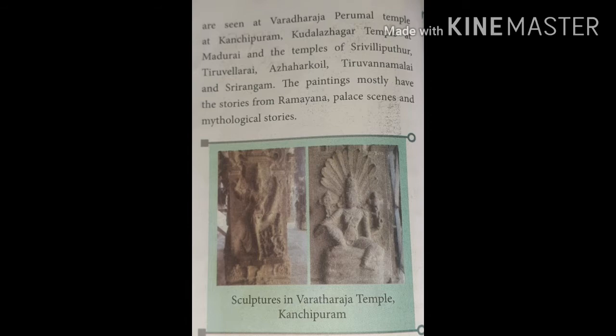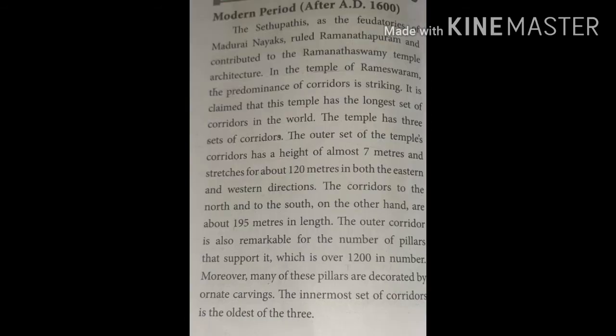Modern period. After AD 1600, the Sethupathis, as the feudatories of the Madurai Nayaks, ruled from Ramanathapuram and contributed to the Ramanathaswamy temple architecture. In the temple of Rameshwaram, the predominant feature is the striking corridor. It is claimed that this temple has the longest set of corridors in the world.